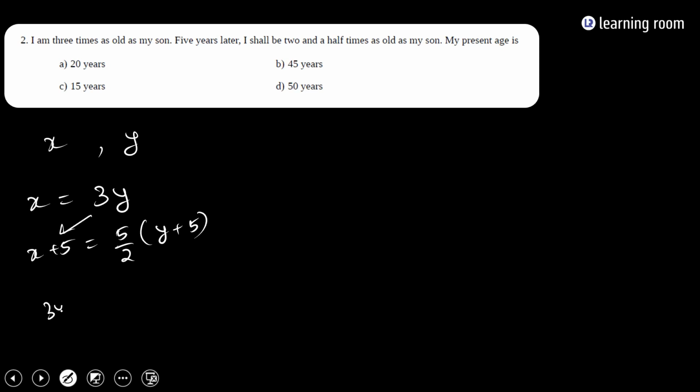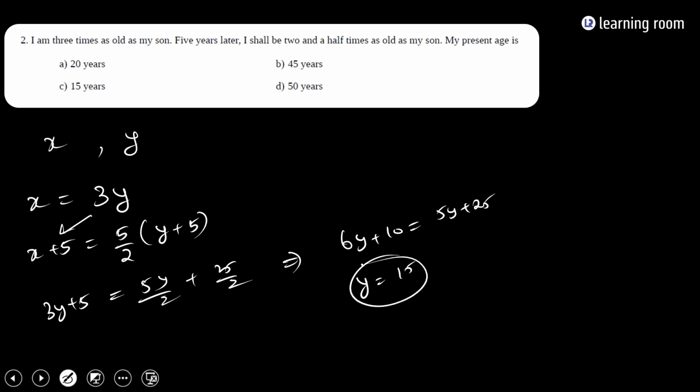So substitute it here. So 3y plus 5 is equal to 5y by 2 plus 25 by 2, which implies 6y plus 10 is equal to 5y plus 25. So y will be equal to 15. When y is 15, x will be 45. Is there an option? Yes, sir. B. 45 is the answer. Is anyone copying it? Sir, I am copying. Yeah, please do it. But did you understand the logic? Yes, sir.